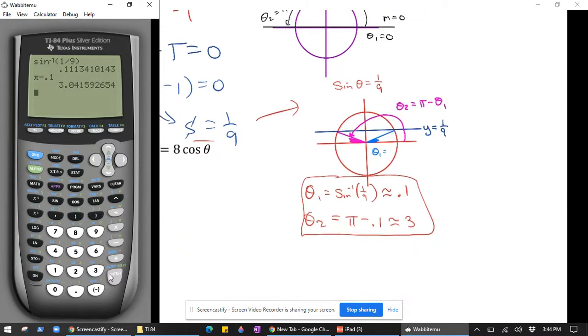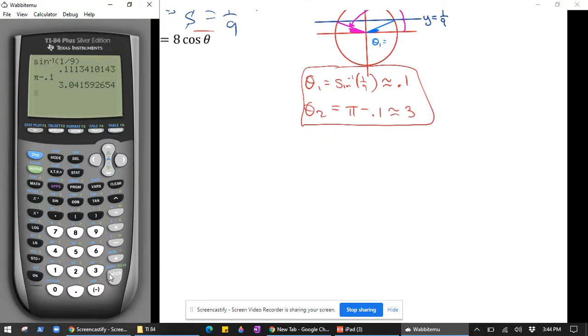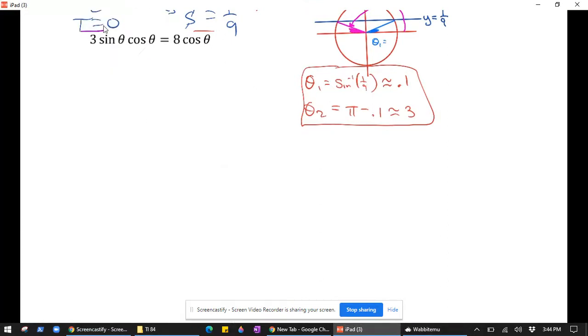Let's do one more problem here on the left, just to give us another example. So I note here that it says 3 sine theta times cosine of theta equals 8 cosine of theta. Again, don't divide by cosine of theta. You're going to lose answers. Instead, first, let's write this as 3sc equals 8c, and we subtract 8c from both sides.